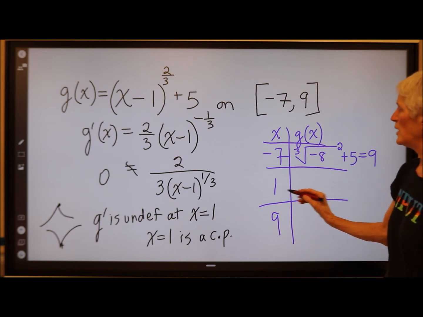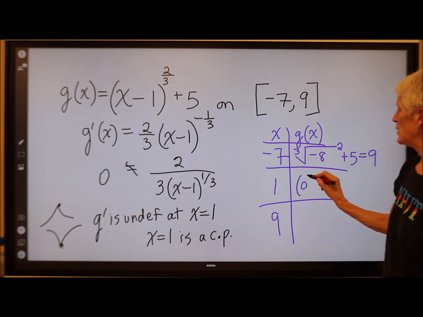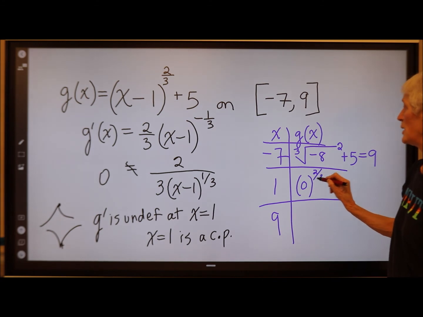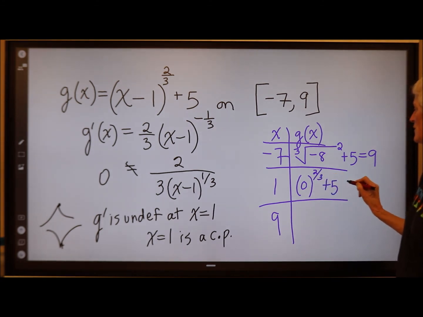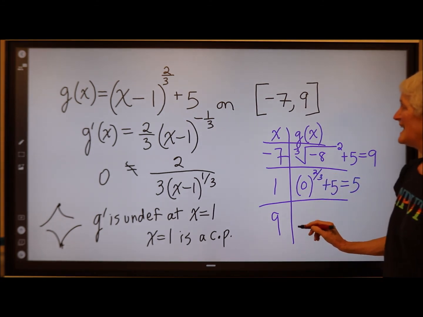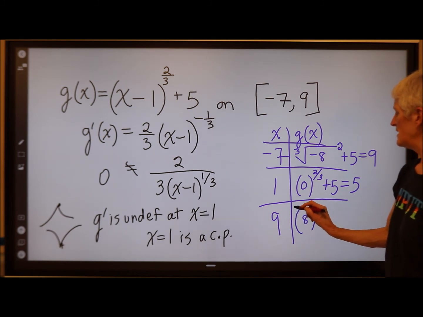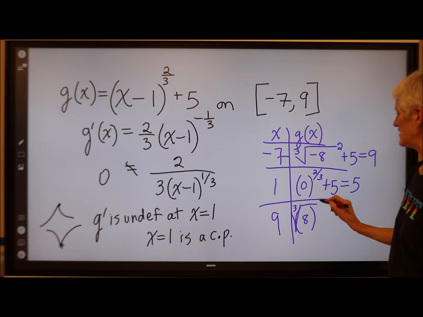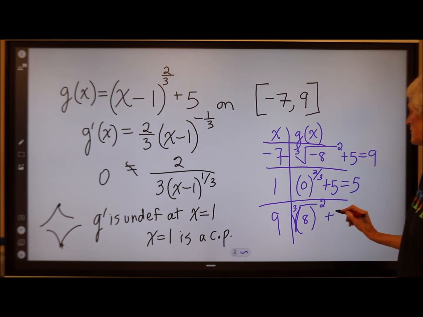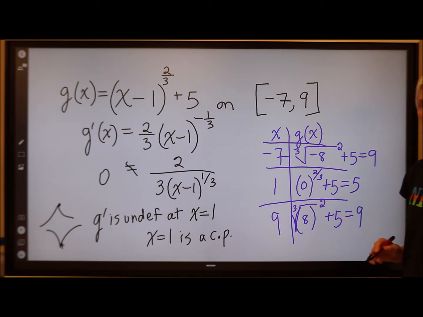Okay, plug in 1. 1 minus 1 is 0. 0 to the 2/3 is 0 plus 5. That equals 5. Plug in a 9. 9 minus 1 is 8. Let's see, the cubed root of 8 is 2. 2 squared is 4. 4 plus 5. Oh, 9 again. Oh, so what's my maximum value?